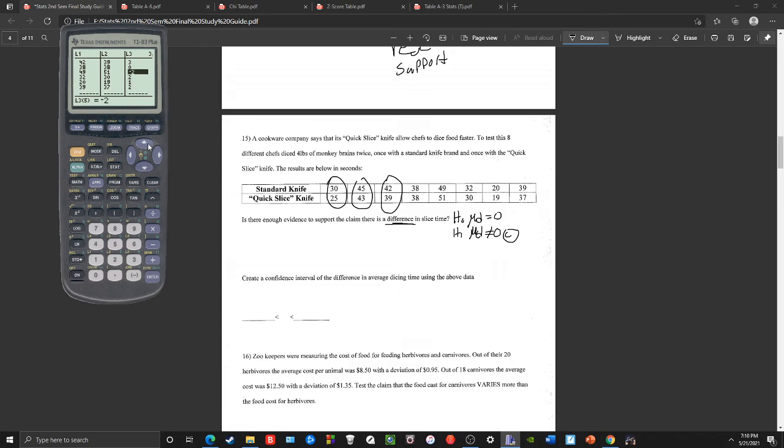But we have these here where it was a lot different, more different than the standard knife, right? So here were pretty large differences. Here were not so much difference. So is there enough evidence to say that the difference is usually 0? Well, that's what we're going to test.